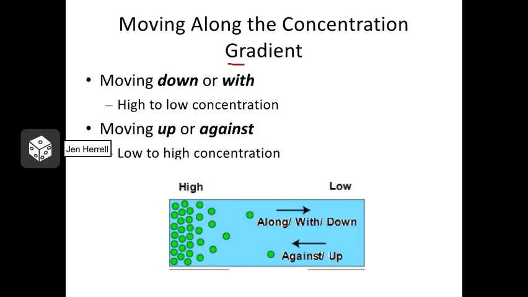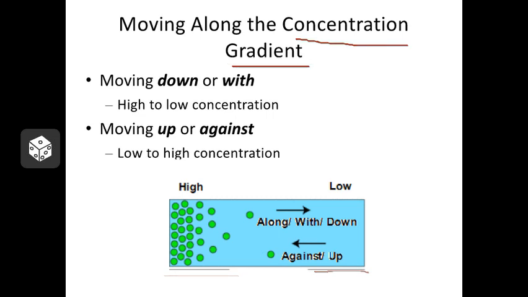Gradients exist anytime you have two areas that differ in some characteristic. For instance, here we have a concentration gradient. We have an area that has a high amount of solute here and a low amount of solute here, so there's a difference in the solute concentration. Therefore, we would say that a concentration gradient exists between these two areas.